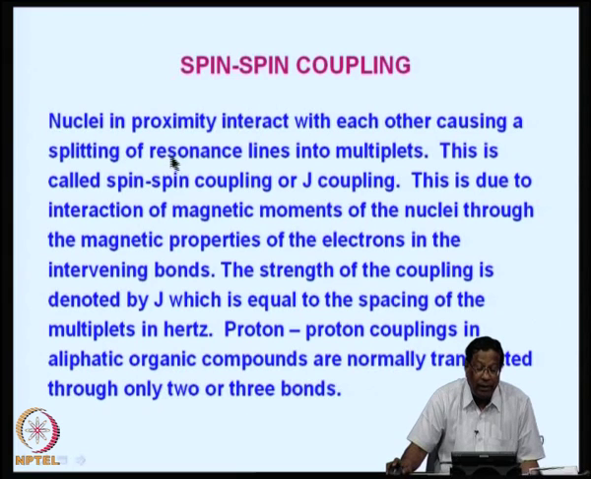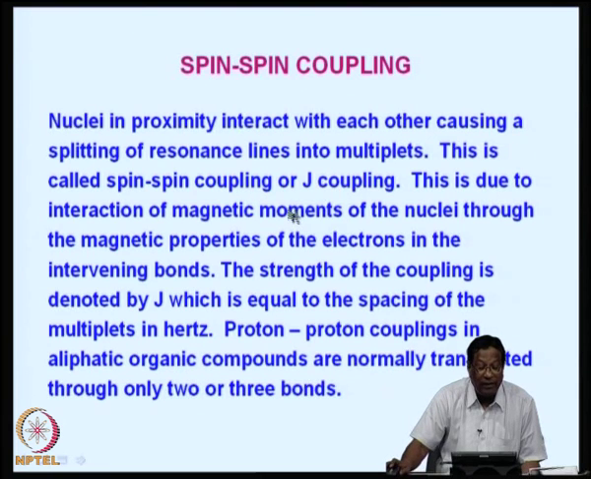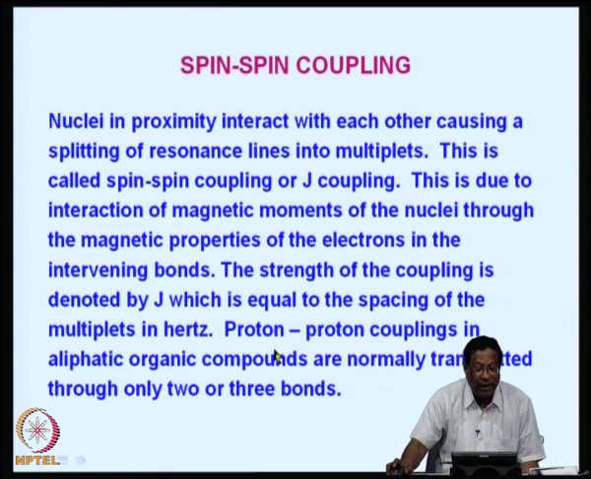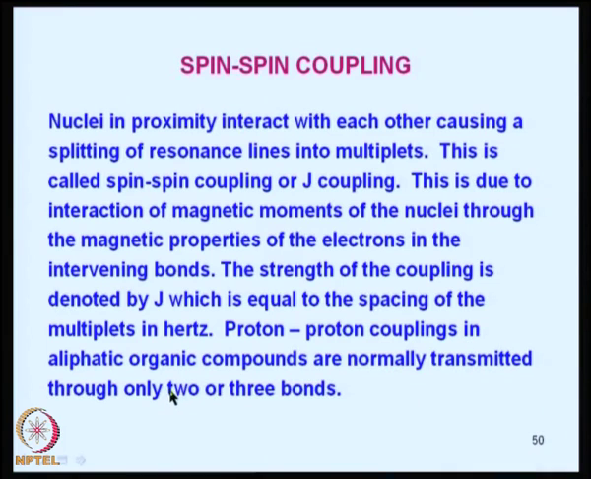Nuclei in proximity with each other cause a splitting of resonance lines into multiplets. So, I have shown you a figure of C2H5I. This is called spin-spin coupling or J coupling. This is due to the interaction of magnetic moments of the nuclei through the magnetic properties of the electrons in the intervening bonds. The strength of the coupling is denoted by J, which is equal to the spacing of the multiplets in hertz. The proton-proton couplings in aliphatic organic compounds are normally transmitted through only 2 or 3 bonds.